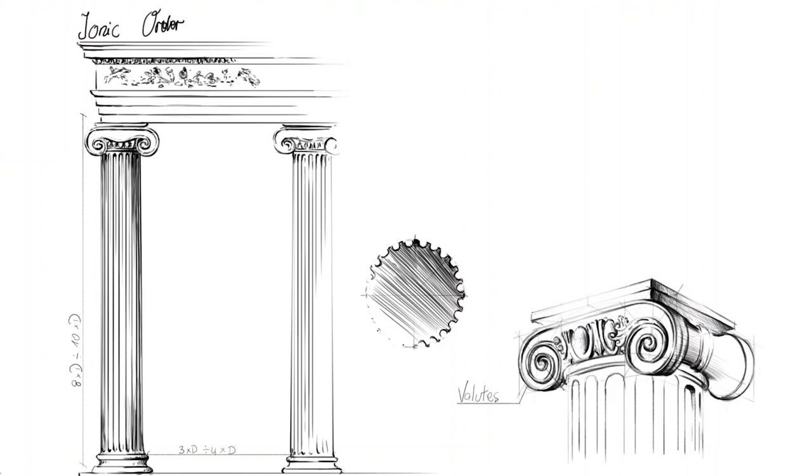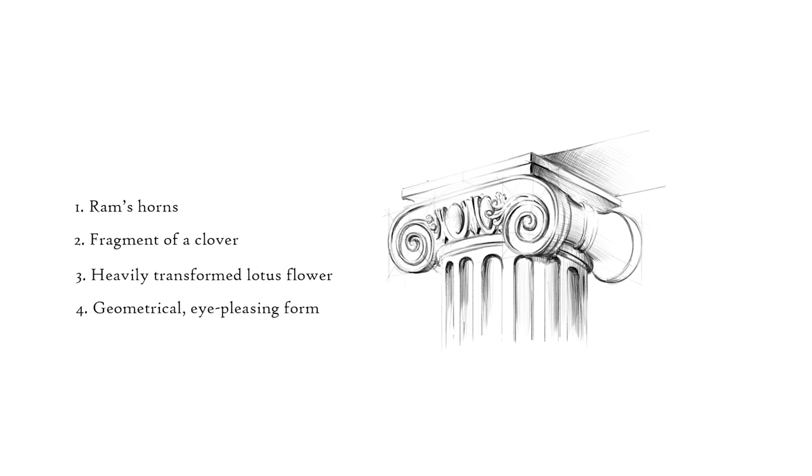What are these volutes? What do they symbolize and what's their origin? No living human being knows the answer, but some have theories. Ram's horns, fragment of a clover, heavily transformed lotus flower, or just a geometrical eye-pleasing form.